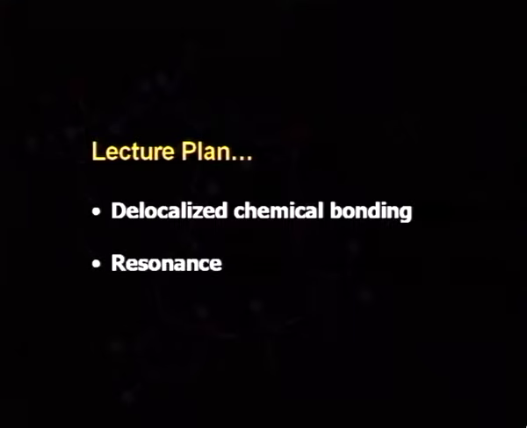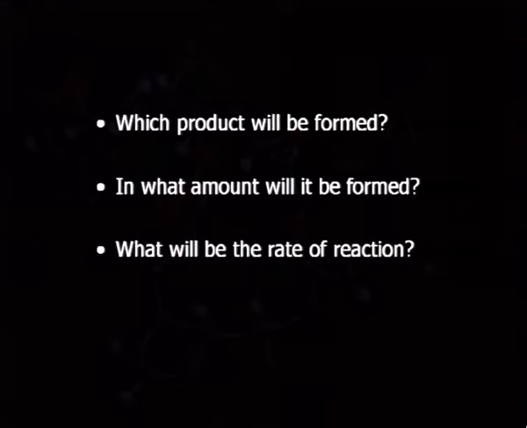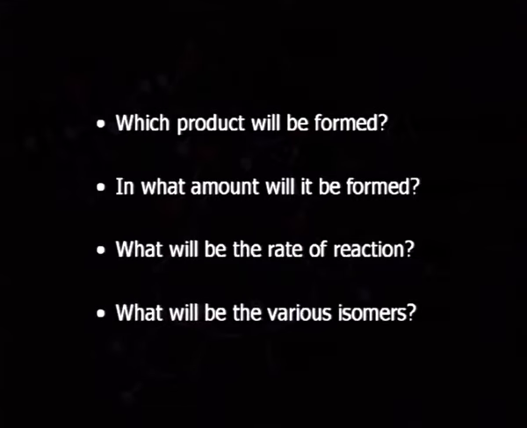Now in this episode, we will concentrate on basic concepts of delocalized chemical bonding and resonance. These concepts are very important as far as understanding of the conjugated system is concerned. As we know, aromatic compounds are very important for the industries also. So, these concepts help us to understand which product will be formed, in what amount it will be formed, what will be the rate of the reaction, and various isomers.